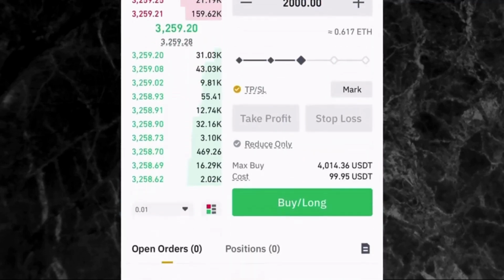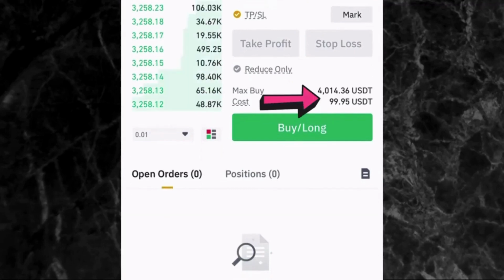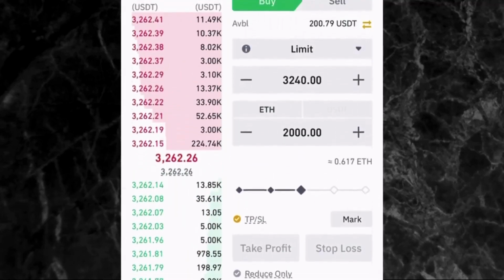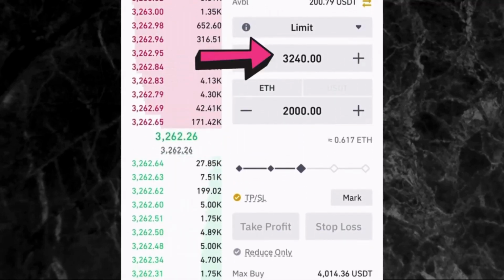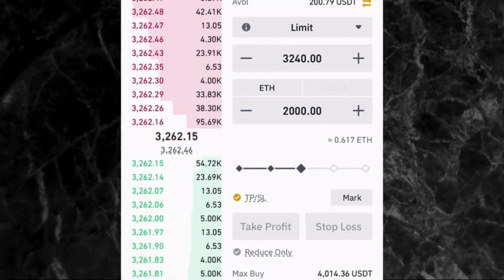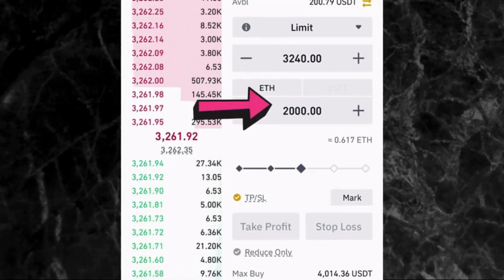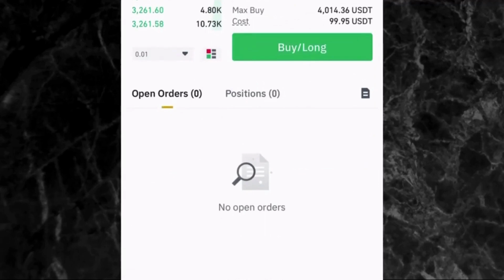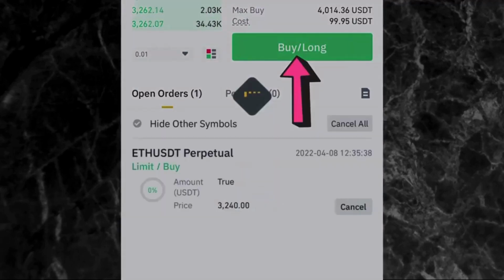And then if you scroll down, you're going to see your cost. So the cost is the amount of money you need to enter that trade. So you can see I need just $99.9, which is approximately $100. So basically, I'm entering this trade with $100. You can see we already set the price we're entering the trade. We're entering at $3,240, and we are entering the trade with $2,000. So we just come here and click on buy or long, which means you're predicting that it will go up.